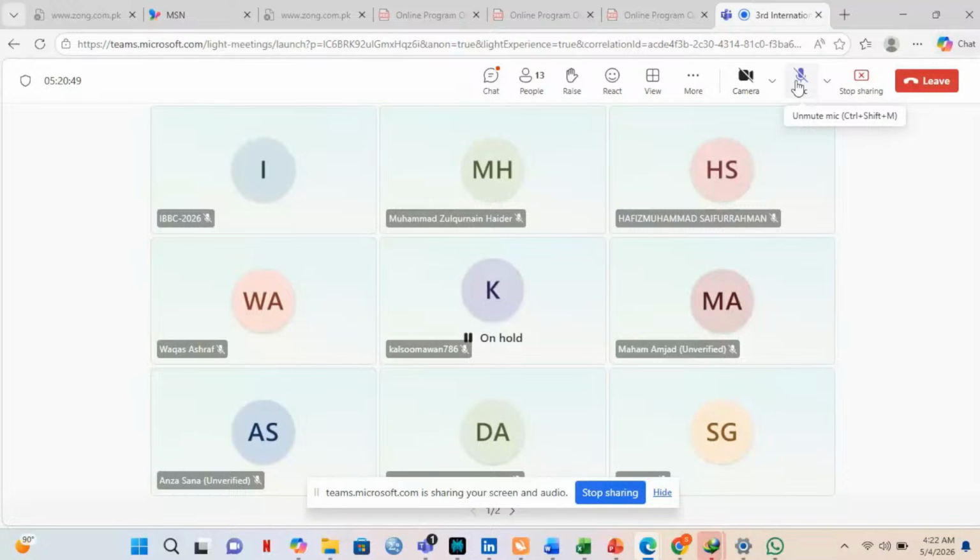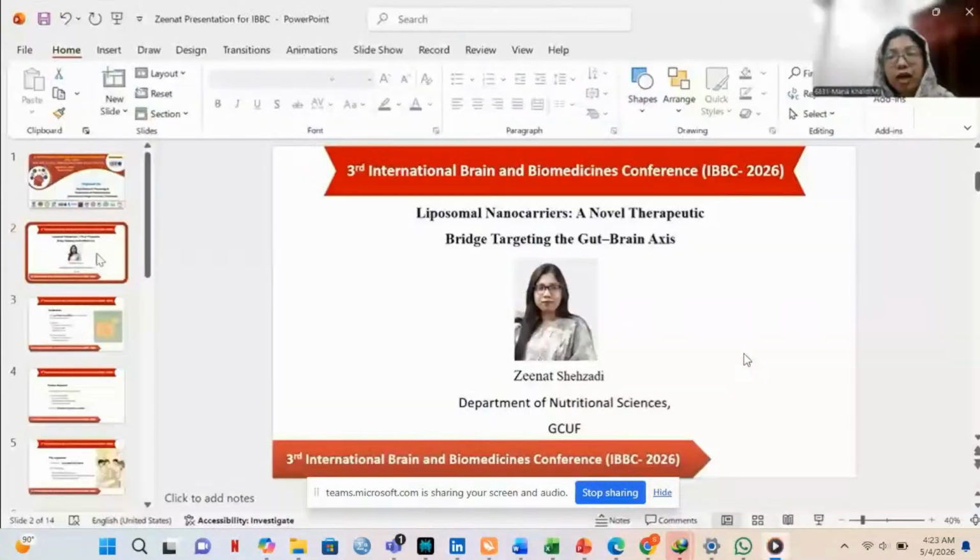So let's start with the introduction. Firstly, what is the gut-brain axis? The gut-brain axis is a two-way communication system between the brain and the gut. It involves the central nervous system, gut microbiota, and immune system. Recent research shows that this connection plays an important role in many conditions like neurological disorders, metabolic disorders, and certain mental health issues like depression.